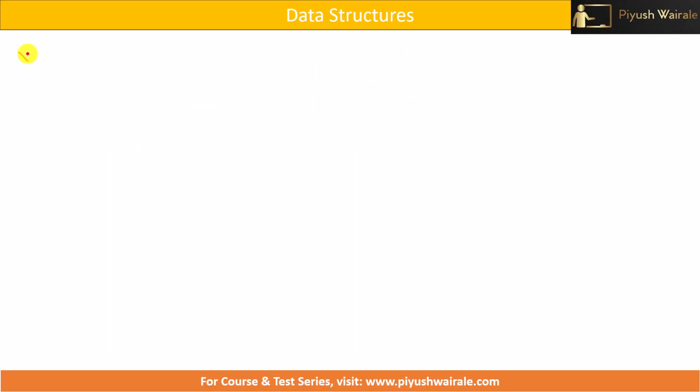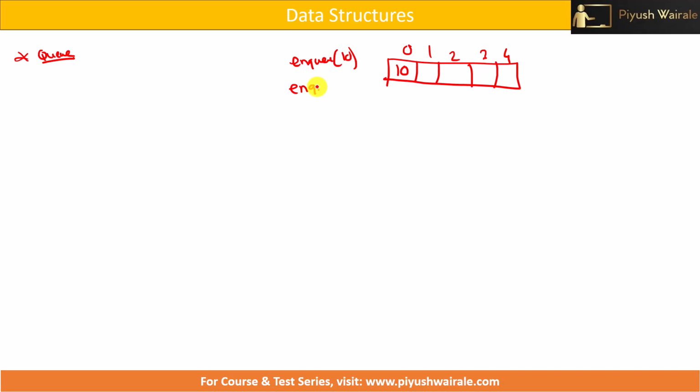So we know about the normal queue, right? Inside the queue, what do we do? If we have this particular array like this, so 0, 1, 2, 3, let's say for example 4. So we say enqueue operation, enqueue 10. So we are going to add the element 10 at index position 0 here. Now when I say enqueue 15, we have to add the element at the next position, that is 15 here.